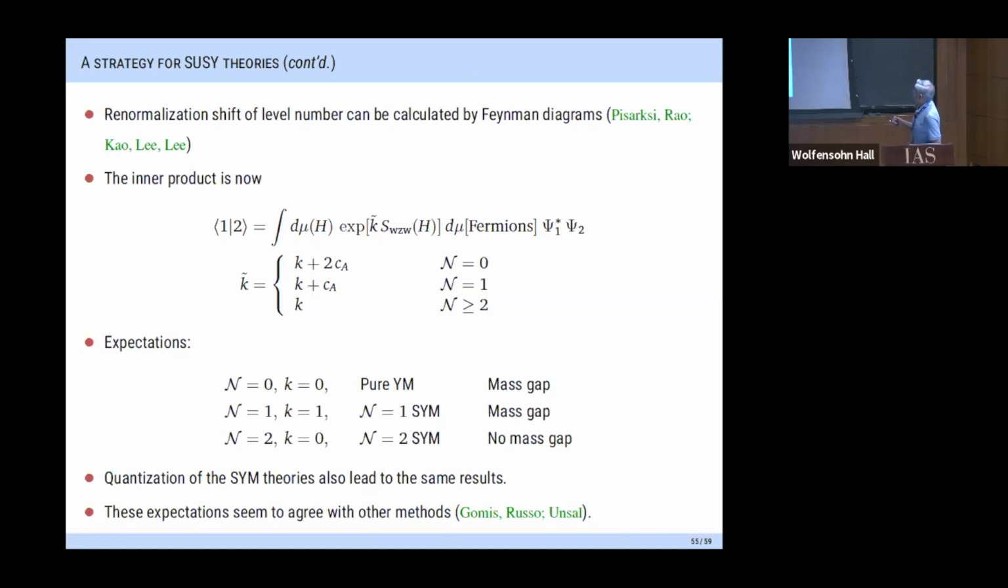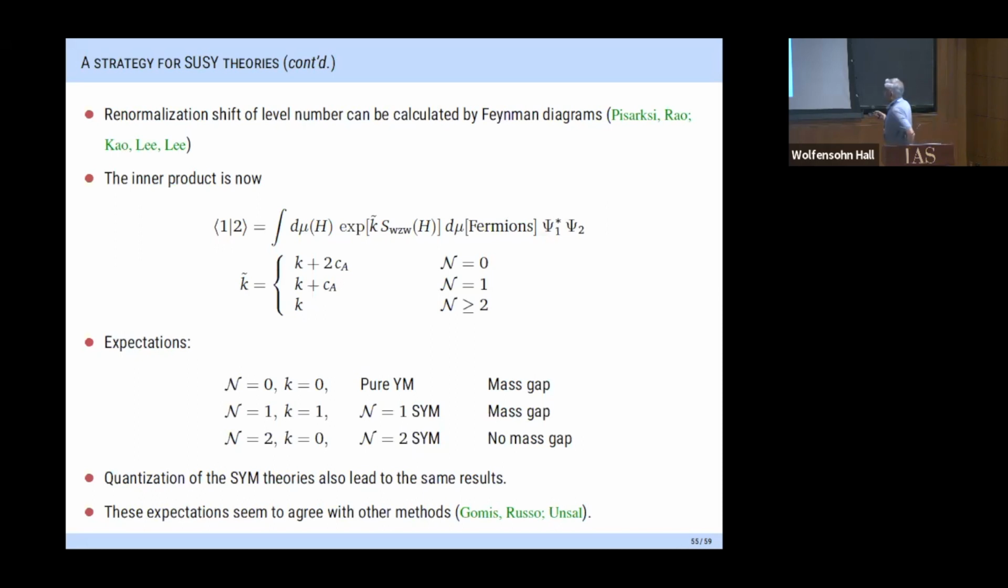The renormalization shift to the level number, you can also calculate by Feynman diagrams. That is how we sort of avoid having to calculate this, if you like. It was originally done in the non-supersymmetric case by Pisarski and Rao, and then extended to supersymmetric theories by these gentlemen here. So the inner product then for various kinds of supersymmetric theories takes this form. Okay, I'm going to write it still as K tilde. There will be some integration over fermion variables and so on, and here are the wave functions. So if I have no supersymmetry, the n equal to 0 case, our old result is K plus 2 times CA.